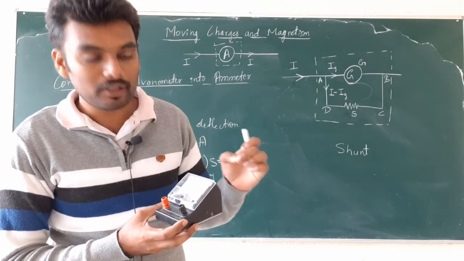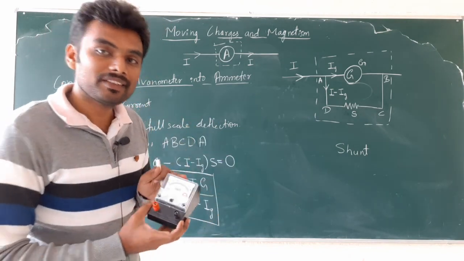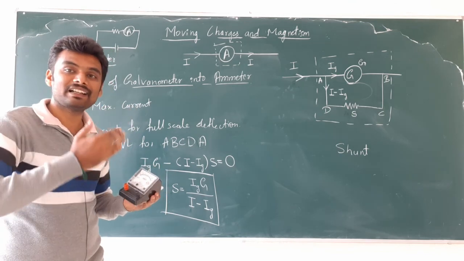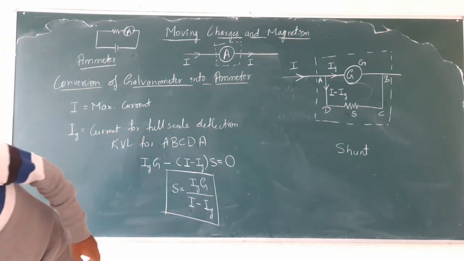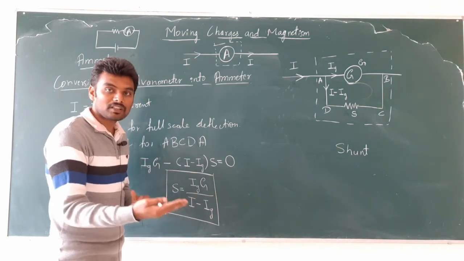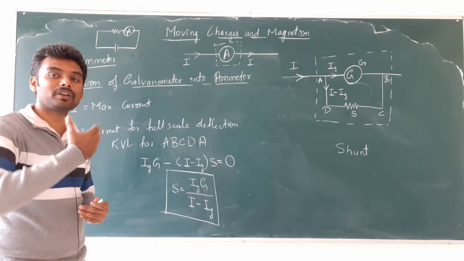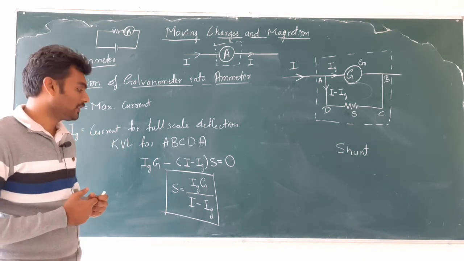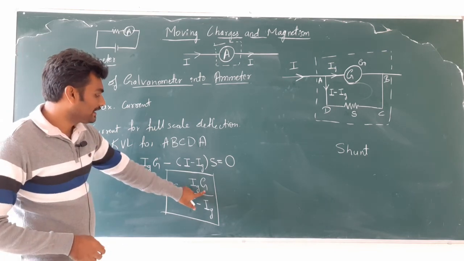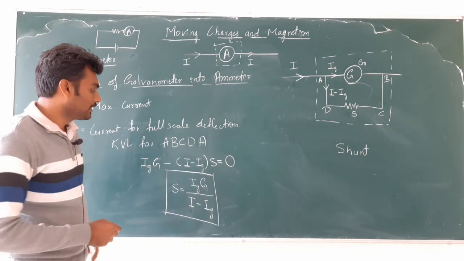20 microampere for each division. So 30 divisions are there, which means for full scale deflection it will take 600 microampere, which itself is 0.6 milliampere. So Ig we have. I is the actual current that we need to measure, in other words the maximum range of the given ammeter. G is the resistance of the galvanometer, and S is the shunt resistance that we need to calculate.